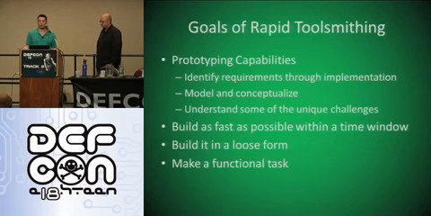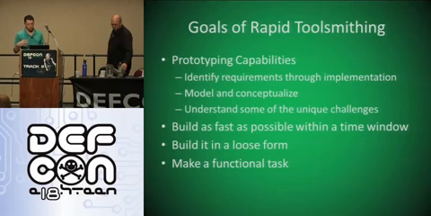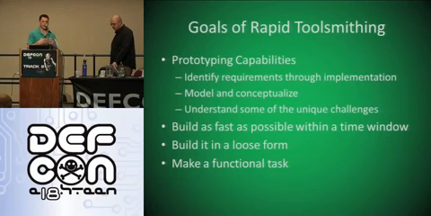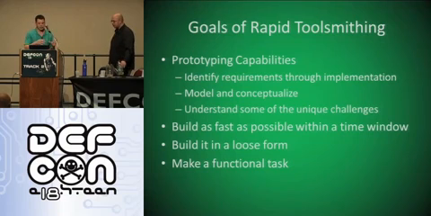So really what we want to talk about is rapid prototyping, especially in time-boxed windows. When we talk about toolsmithing, we're talking about prototyping capabilities. We're talking about saying, I'm on a time-boxed pen test, and I need a tool that does X and Y, and I need to model and conceptualize what I'm trying to accomplish. And then from that model and conceptualization, I'm trying to implement something so that I can get something useful out of it.